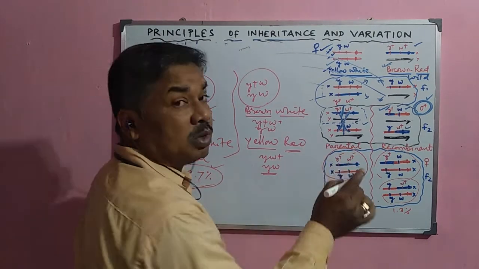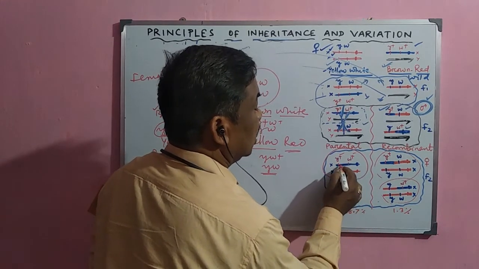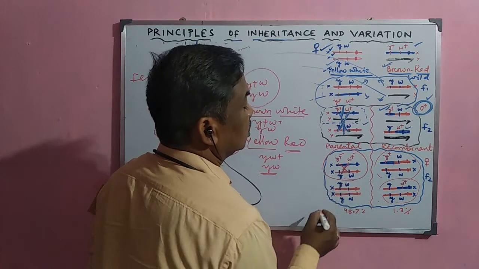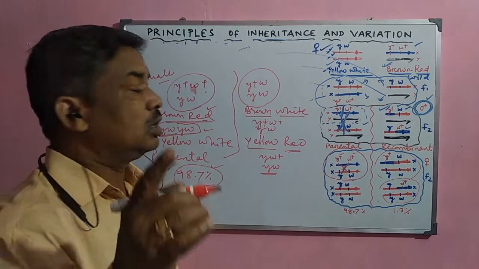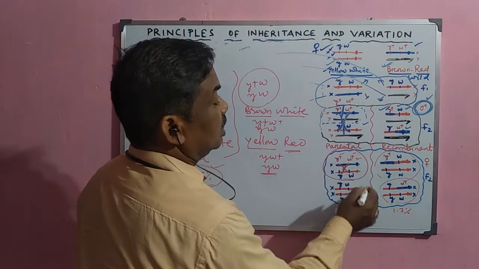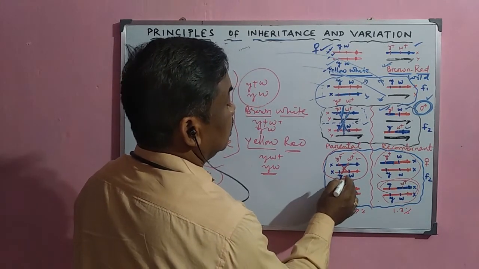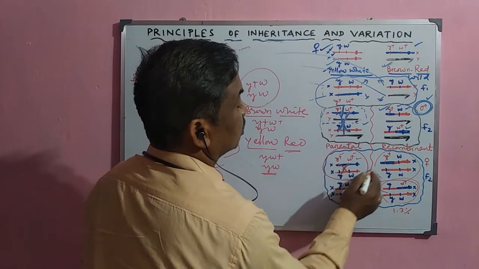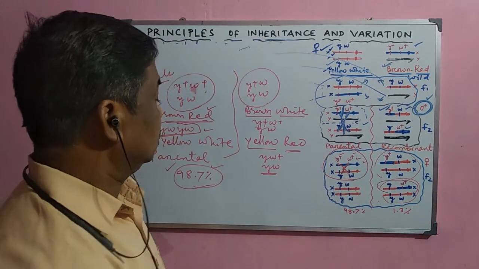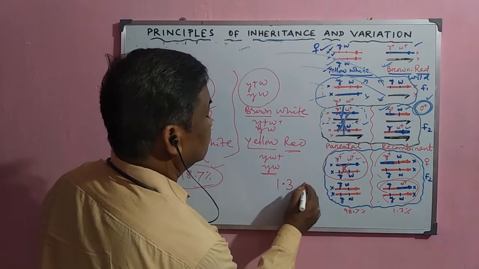Suppose Y and W remain together in the same chromosome, but here what happened? They combined Y plus and W plus. This type of recombination occurred during the crossing over during gamete formation, and due to which this YW plus type is also observed here, and here WY plus or Y plus W is also observed in the F2 generation. Of course, this recombination frequency is less and it is 1.3% only.